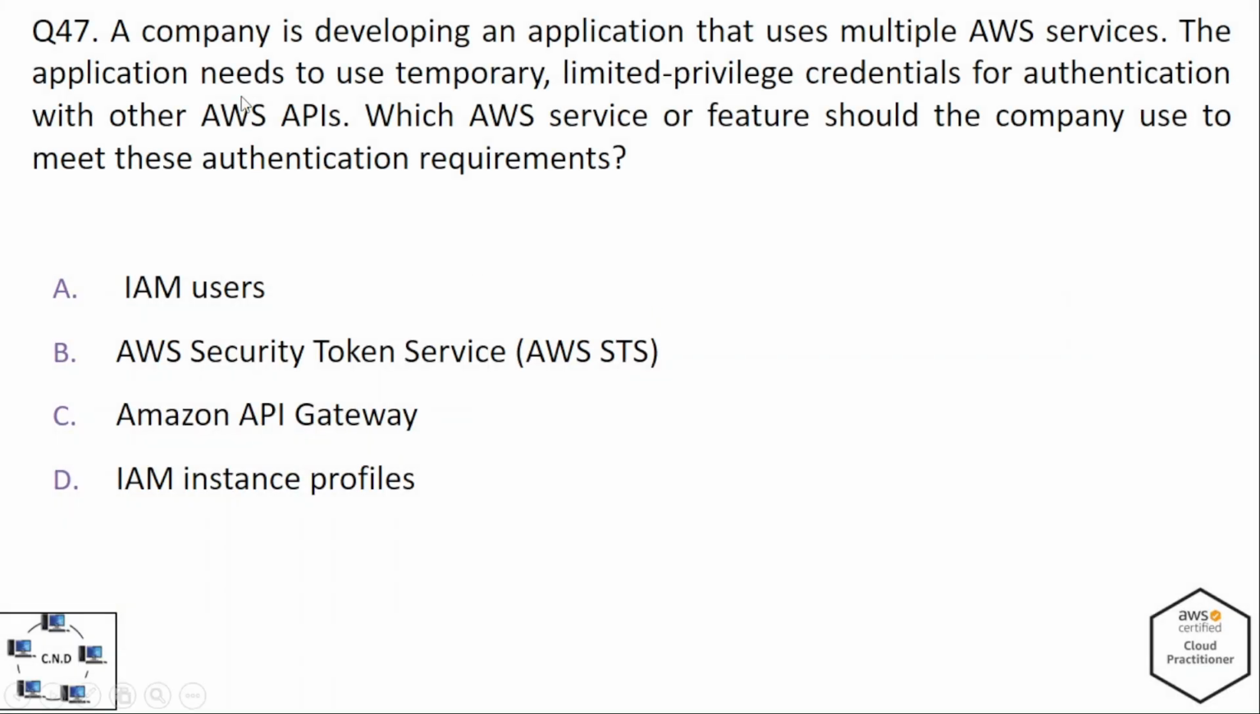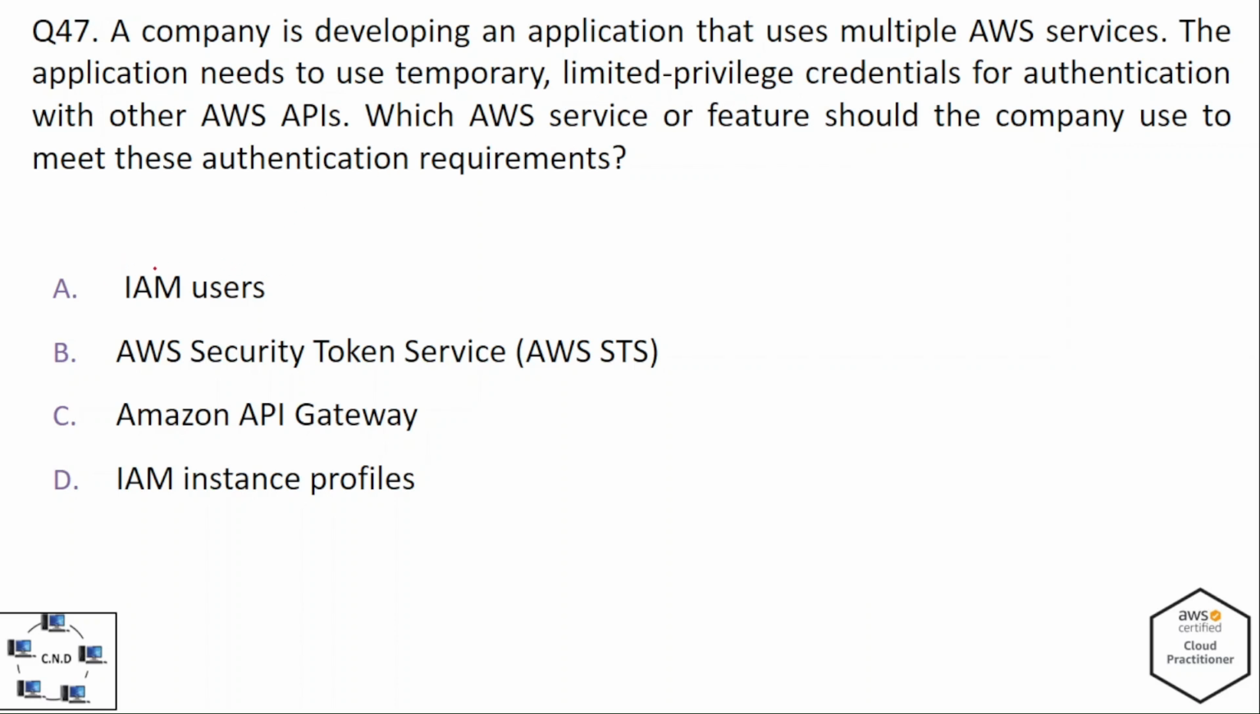Question number 47 is that a company is developing an application that uses multiple AWS services. The application needs to use temporary limited privilege credential for authentication with other AWS APIs. Which AWS service or feature should the company use to meet these authentication requirements? So the authentication requirements are temporary and limited privilege credential.